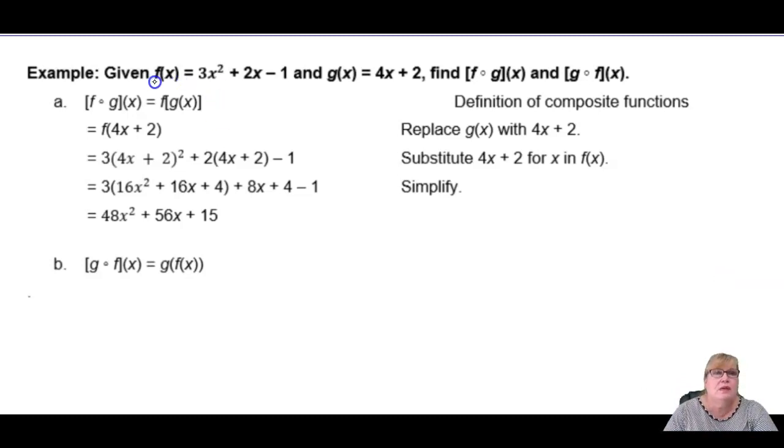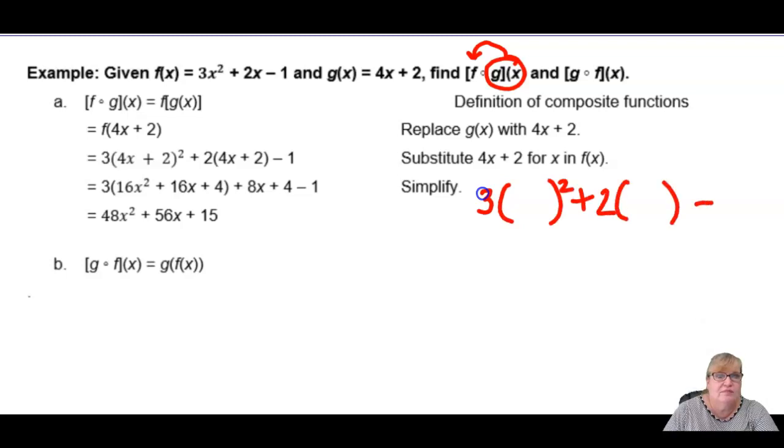So, given that f of x is this and g of x is this, we are to find both f of g of x and g of f of x. So this one is putting g into f. So we write out f. So we have 3x squared plus 2x minus 1. And everywhere that there was an x, we're now going to put g into f. This goes in these 2 spots. 4x plus 2 and 4x plus 2.